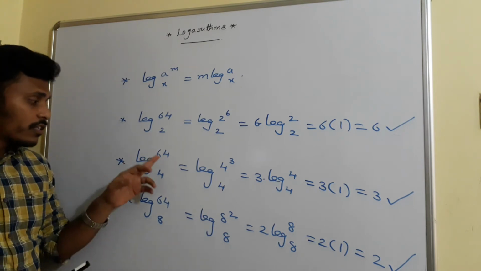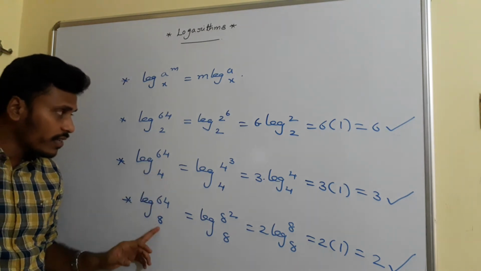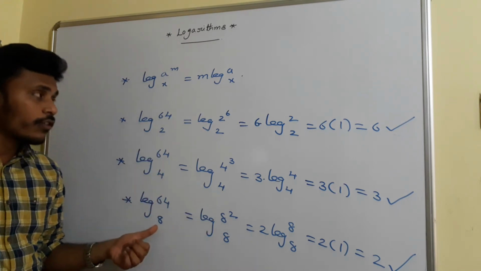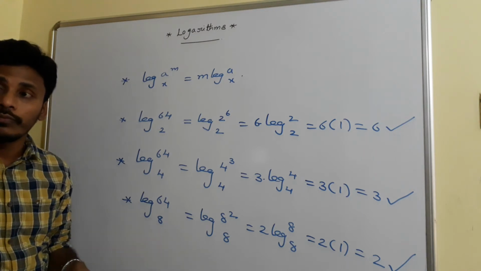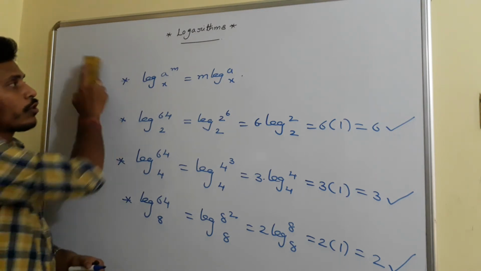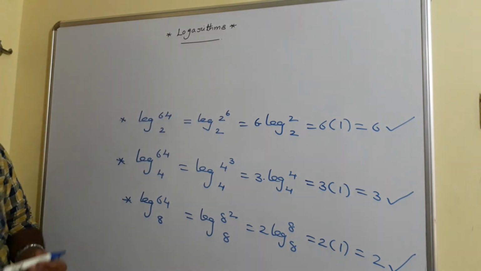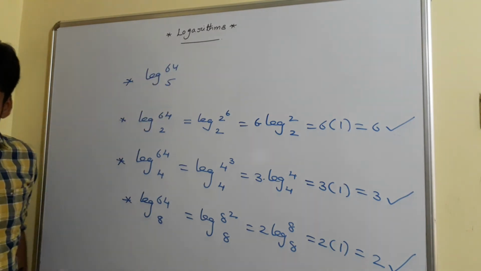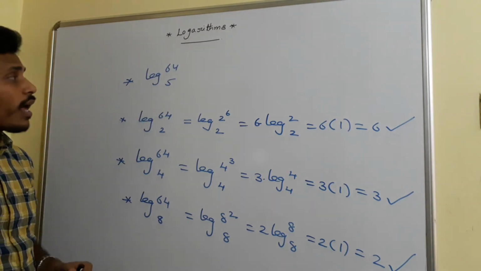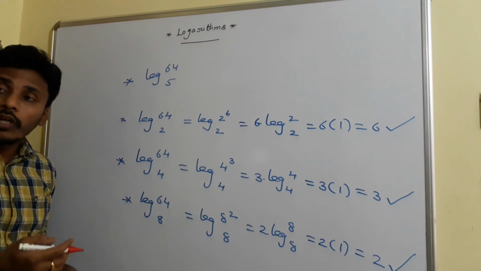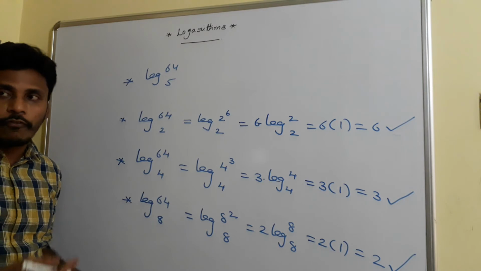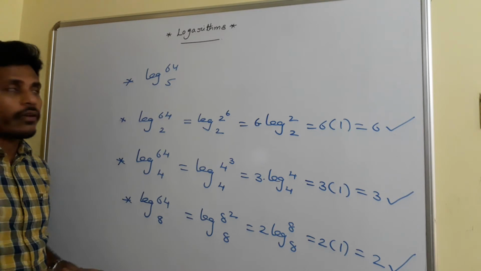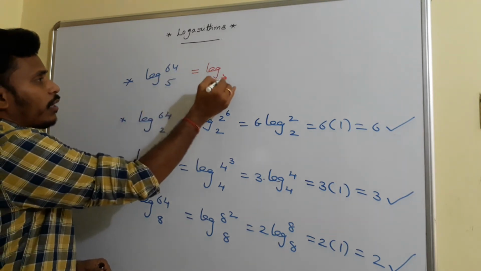Now observe it. This is 64, this is 4, this is 8 and this is 2. Since they are 2, 4 and 8, we have a chance to simplify. Suppose this is not 8, but some 5, then how do you do it? Suppose we have to simplify the value of logarithm of 64 base 5. If you wish to simplify this value, how to do it? We have no chance to express 64 as a power of 5. Is there any chance? No. In the prime factorization of 64, you can't get 5. So I will write logarithm with base 5.